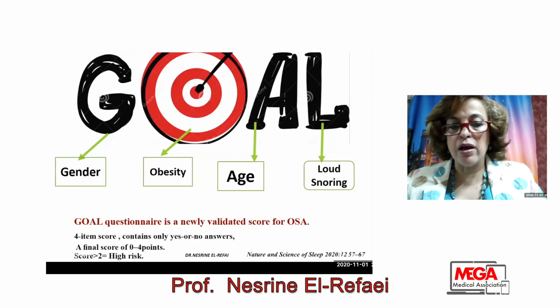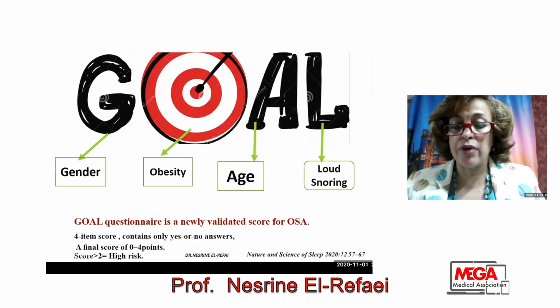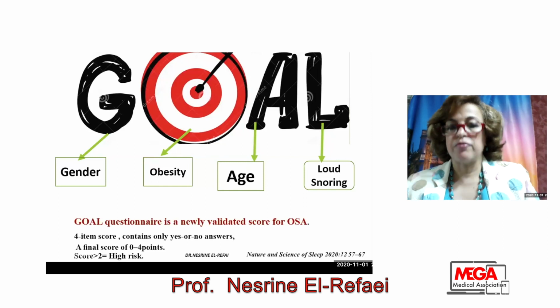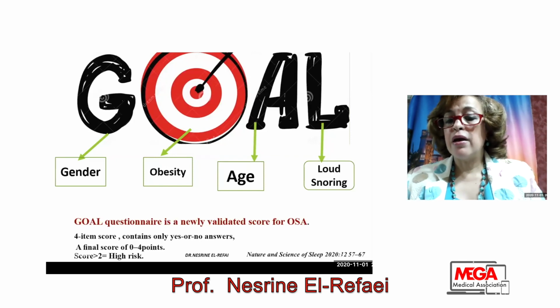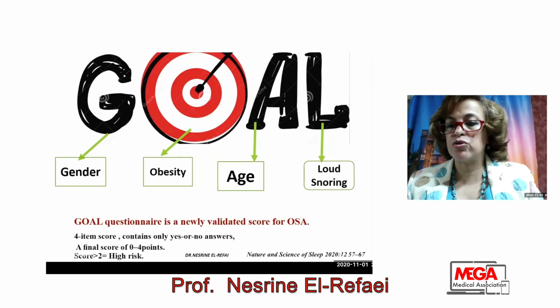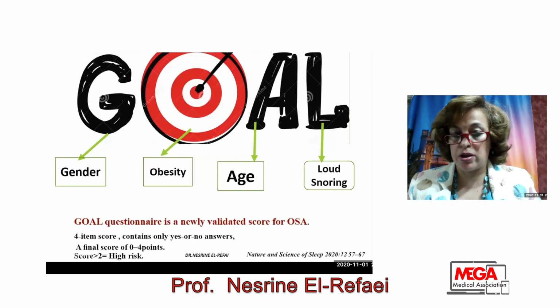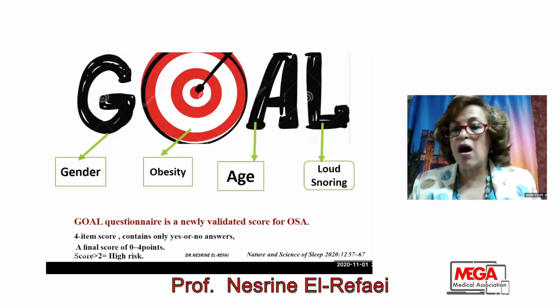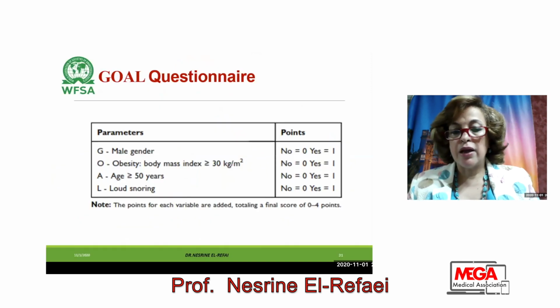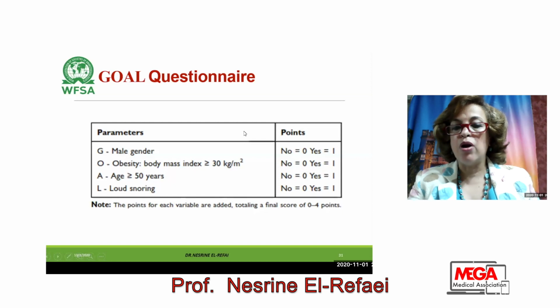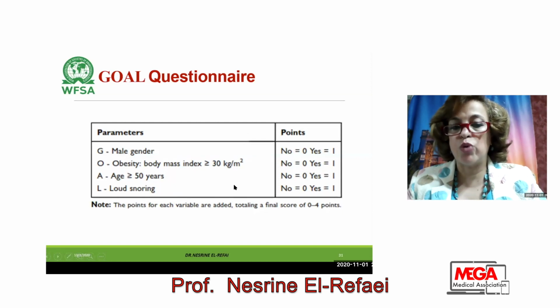G for gender: if he is male, he takes 1. O, obesity: a body mass index more than 30 takes 1 point. A, age more than 50, takes 1 point. L, loud snoring, takes 1 point. So the final score ranges between 0 and 4 points, and a score of more than 2 means a high risk for obstructive sleep apnea. And here is this table about the questionnaire.